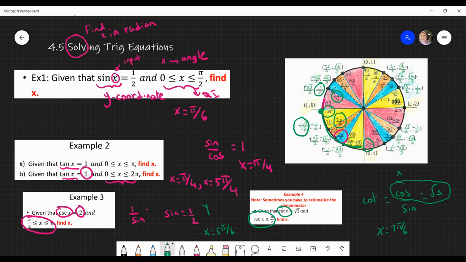And I can double check and do cosine over sine. Keep, change, flip. If I keep, change, flip, negative divided by negative is a positive. The 2's cancel out, and it is true. This angle right here has a cotan equals square root of 3.